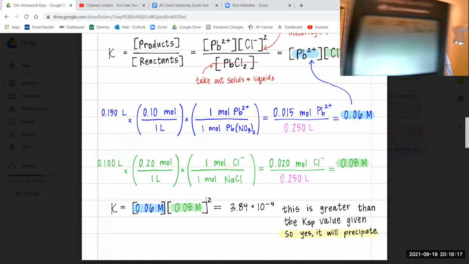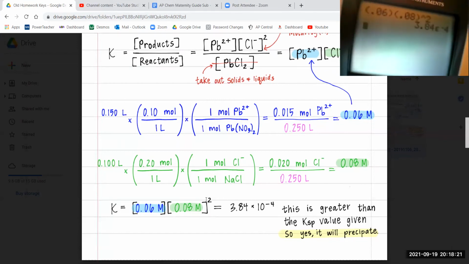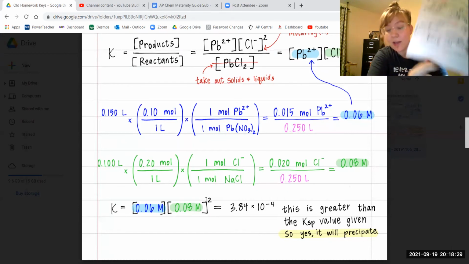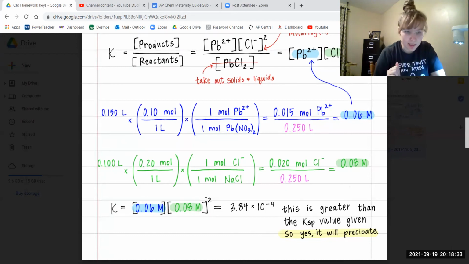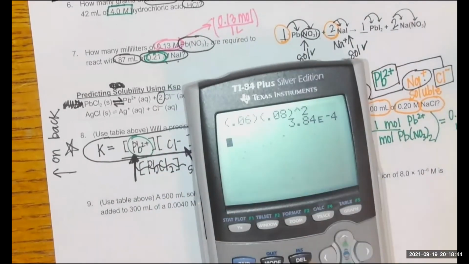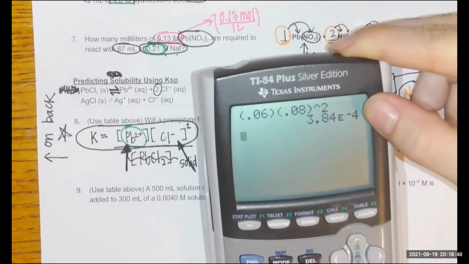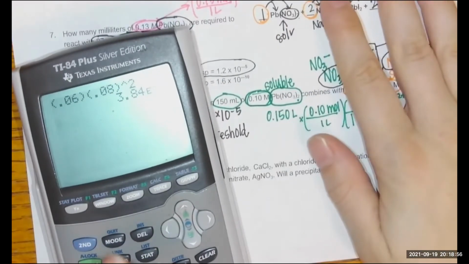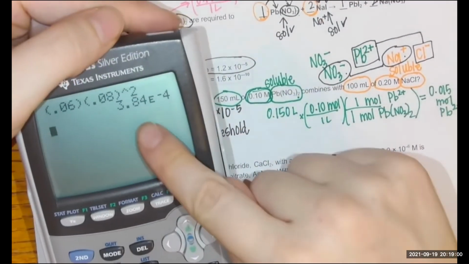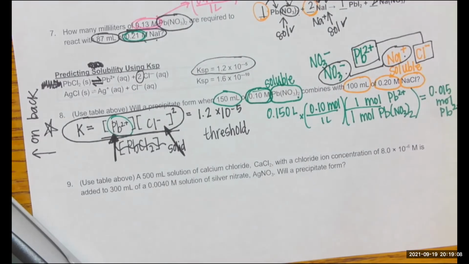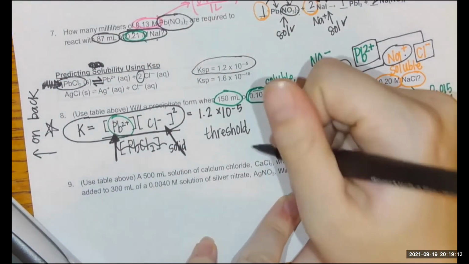So I'm saying, is this value on my calculator more than the threshold in the table? Because if it is, then we get a precipitate. So let me switch my camera again. This is what I'm getting for my final answer. The threshold is 1.2 times 10 to the negative 5th. Is 3.84 times 10 to the negative 4th greater than 1.2 times 10 to the negative 5th? Yes, it is. We will have a precipitate. PbCl2 will precipitate. That's your final answer.